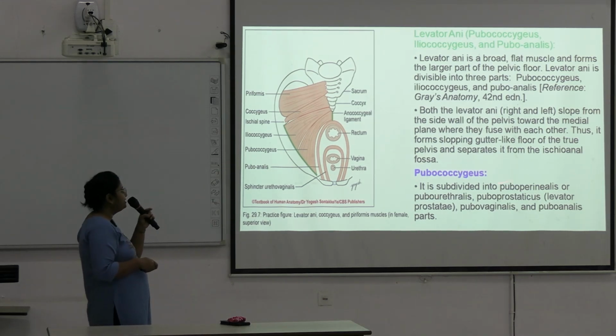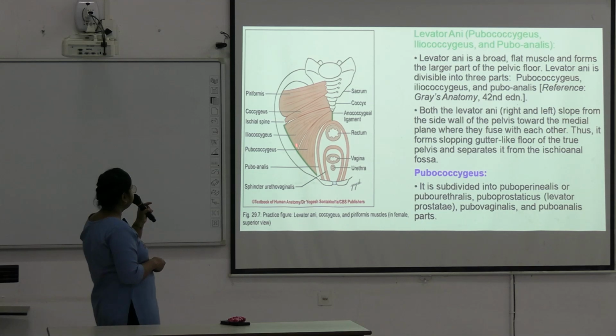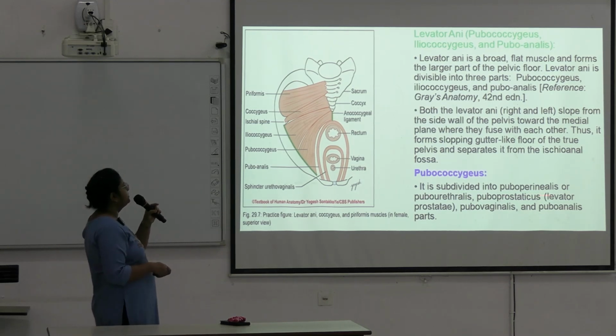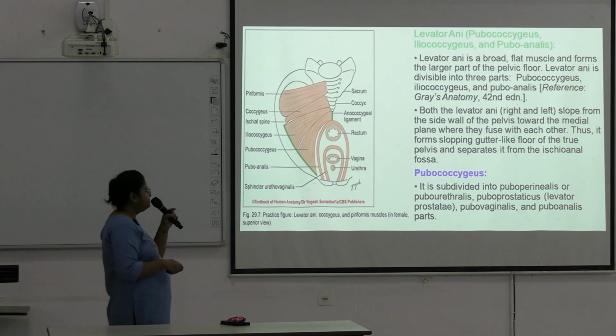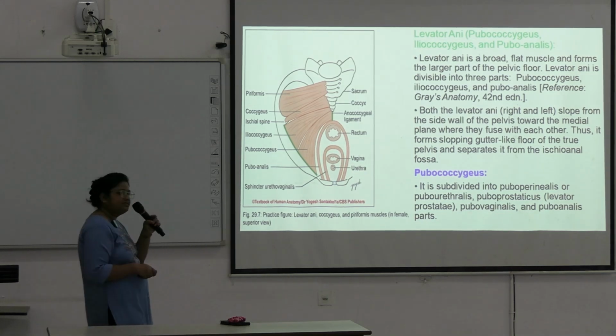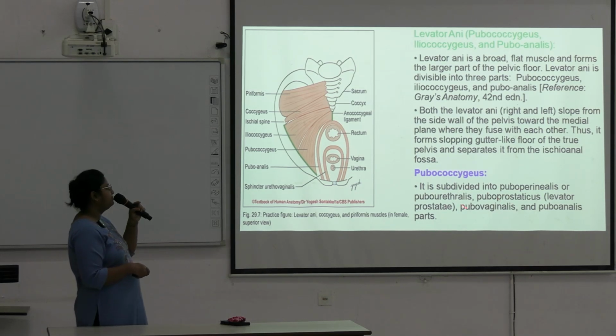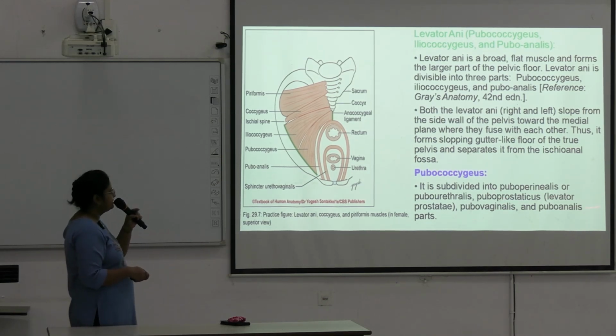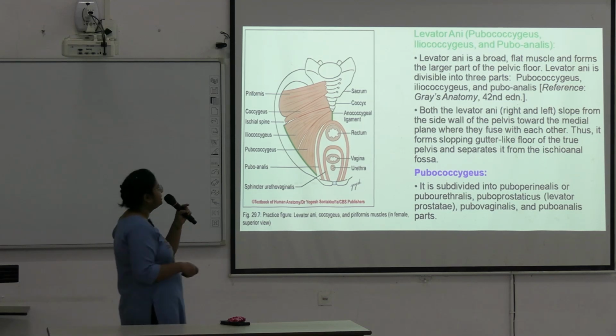First is pubococcygeus. It is subdivided into puboperinealis or pubourethralis, puboprostaticus or levator prostatae, pubovaginalis, and puboanalis parts. Pubovaginalis is lying in the female, puboprostaticus in the male, and puboperinealis or pubourethralis are lying in both of the sexes. Also, this puboanalis is lying.